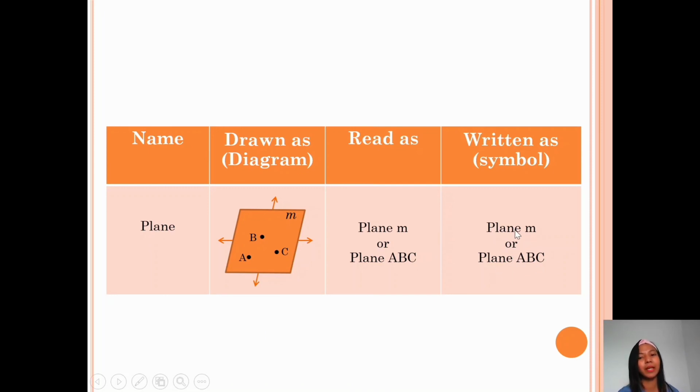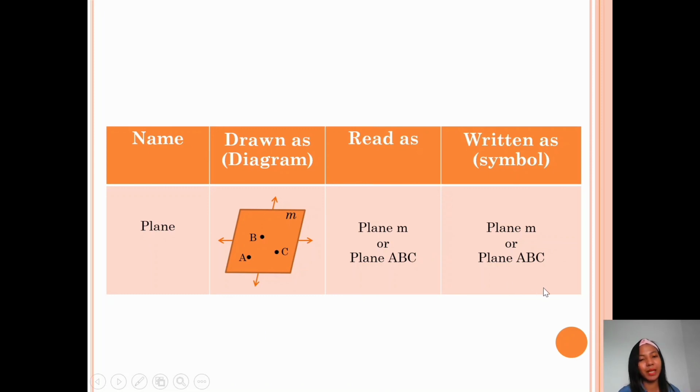So just write the word plane and then the letter M, only one letter. And if you want to write it with the non-collinear points, just write the word plane and then A, B, C. Just take note of this. This is again a plane.